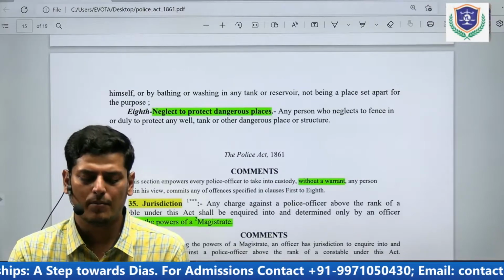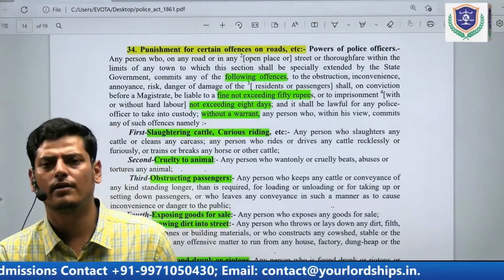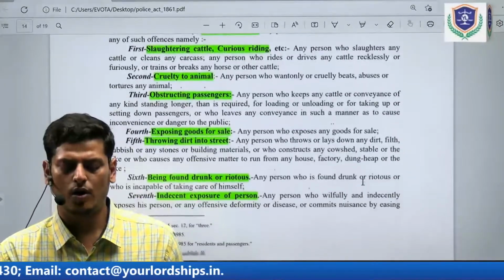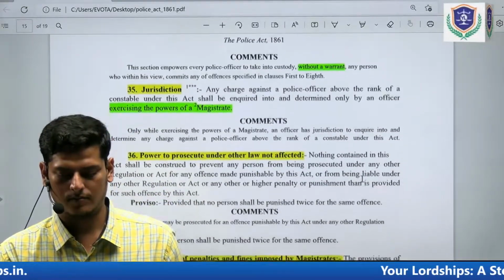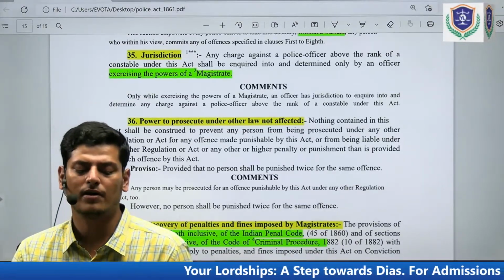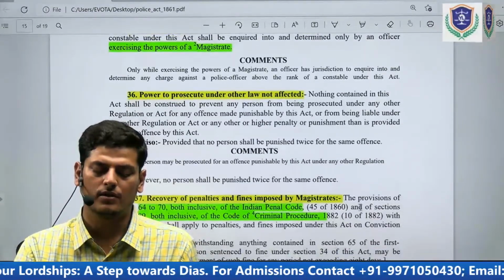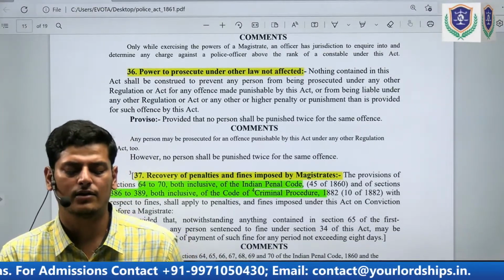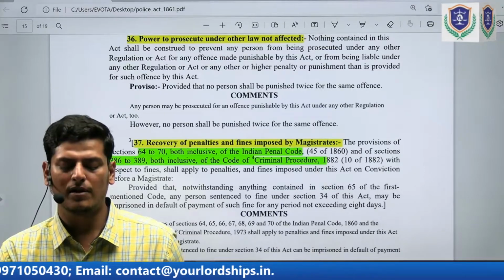a police officer may proceed against a person and also may arrest him without a warrant, and in these cases the magistrate may award fine not exceeding 50 rupees or imprisonment not exceeding 8 days. Jurisdiction: any charge against a police officer above the rank of constable under this act shall be inquired into and determined by an officer exercising the power of magistrate. Power to prosecute under other law not affected. So nothing contained in this act shall be construed to prevent any person from being prosecuted under any other law, provided double jeopardy shall not happen.